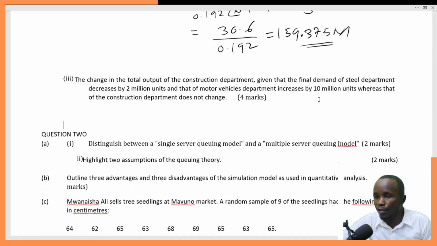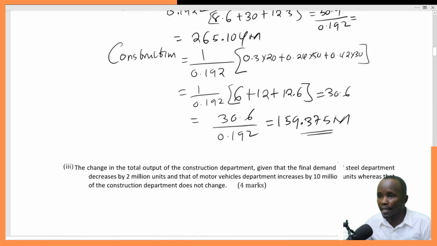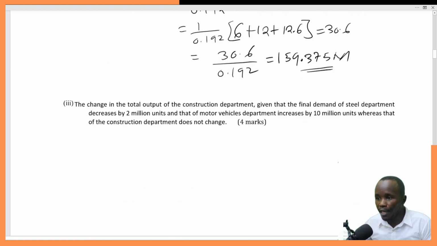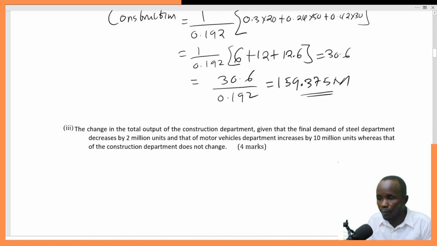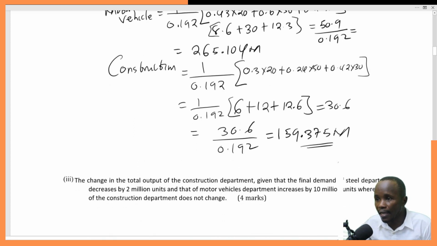If you move to part 2 of this question, you are asked the change in total output of the construction department, given that the final demand of the steel department decreases by 2 million and that of motor vehicle increases by 10 millions, while the construction department does not change. So what we are interested in here is the construction department. Now, we need our relative matrix. So we come and copy down this matrix again.